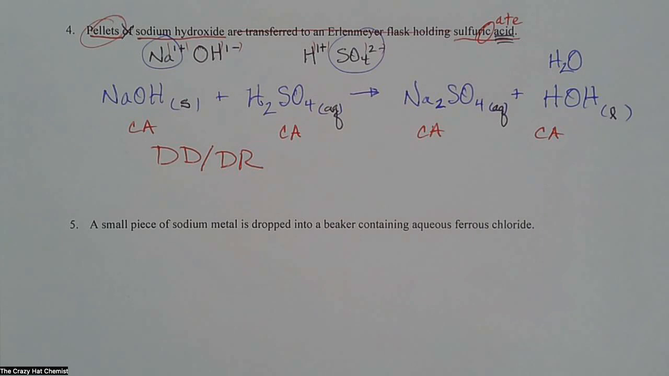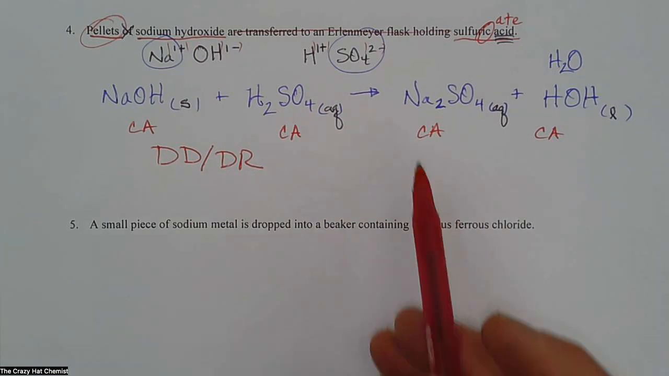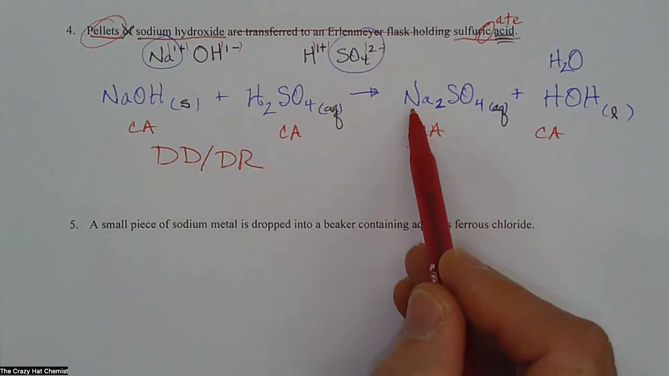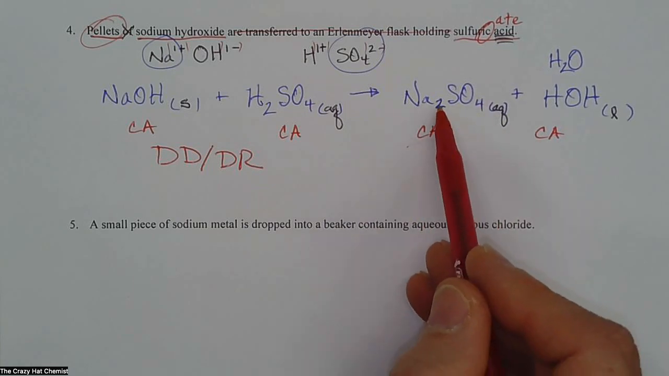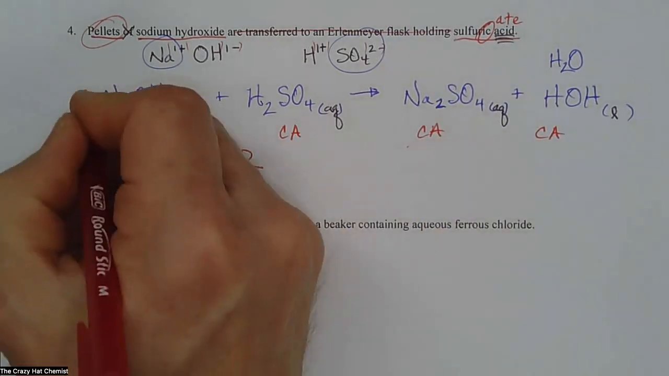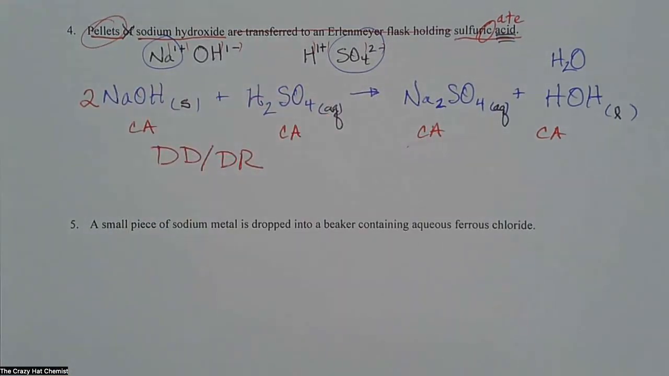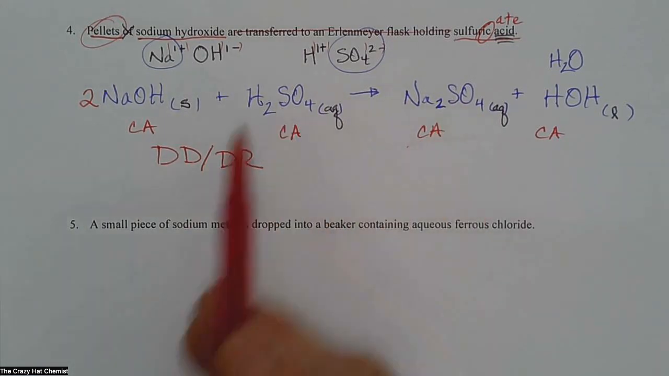All right, so now what we need to do is balance this. We're going to start off with the most complicated thing, and that is this sodium sulfate. There are 2 sodiums. There's 1 sodium on the reactant side, so I'm going to make it so that there are 2 sodiums on the product side. Okay, and now we need to balance everything else. There's 1 sulfur and 1 sulfur.